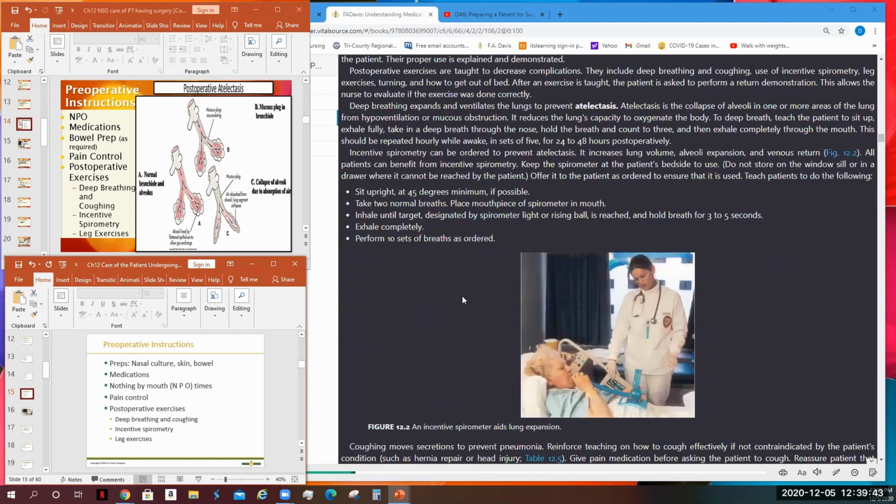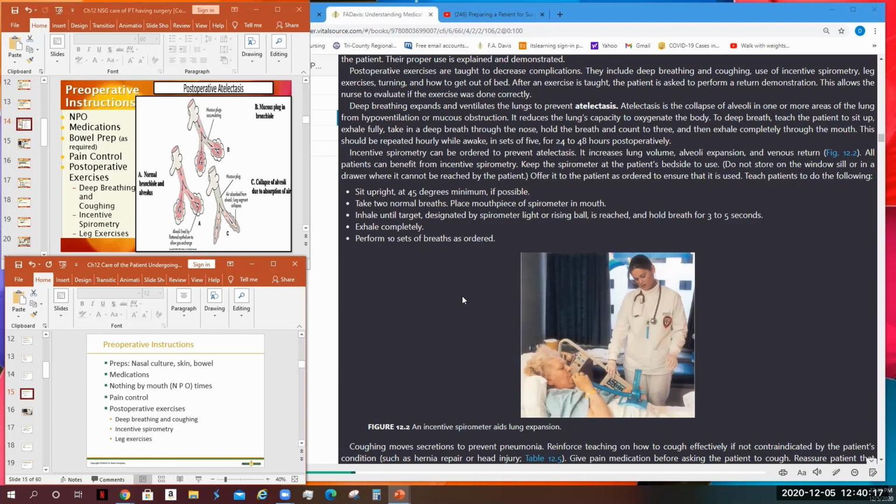Incentive spirometry can be ordered to prevent atelectasis. It increases lung volume, alveoli expansion, and venous return. All patients can benefit from incentive spirometry. Keep the spirometer at the patient's bedside to use. Do not store on the windowsill or in a drawer where it cannot be reached by the patient. Offer it to the patient as ordered to ensure that it is used.